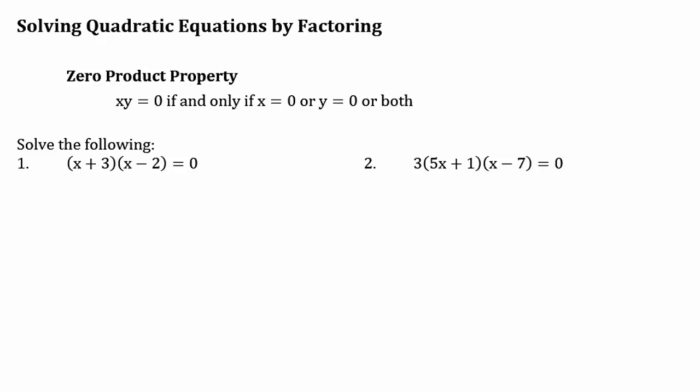In this video, we're going to look at solving some quadratic equations by factoring. First and foremost, I want to point out we have what's called a zero product property. If the product of two factors, or more than two factors, is zero, then one of those factors has to be zero. So x times y equals 0 if and only if x is equal to 0, or y is equal to 0, or both of them are equal to 0.